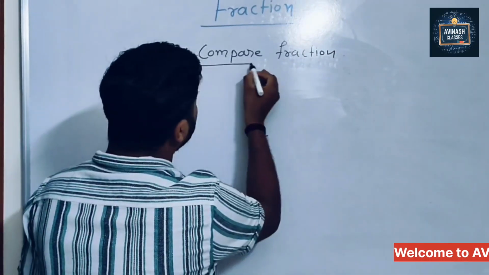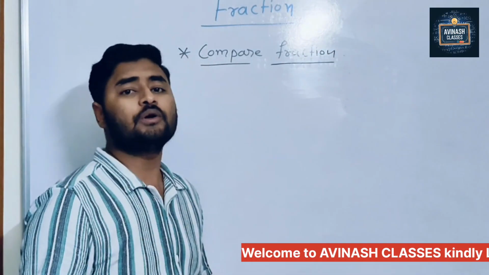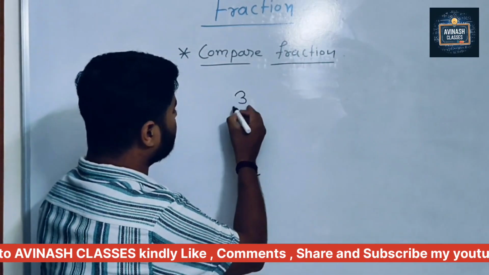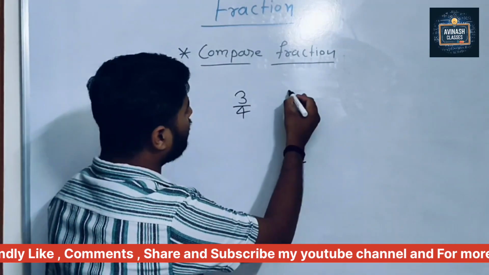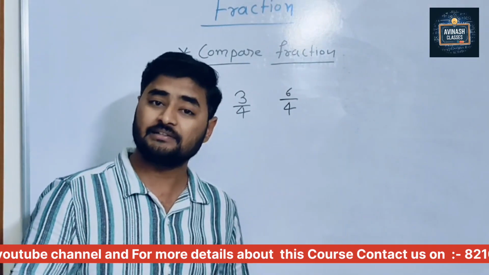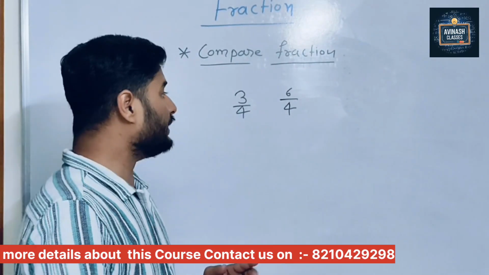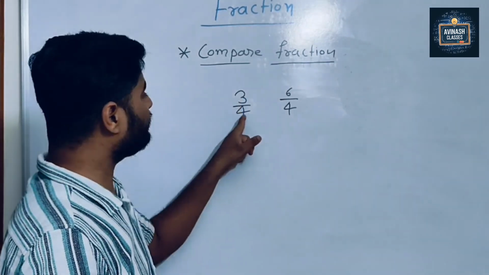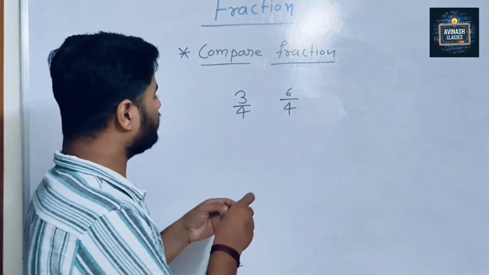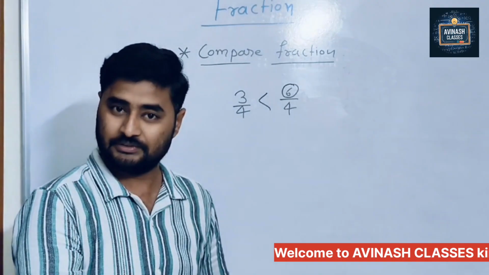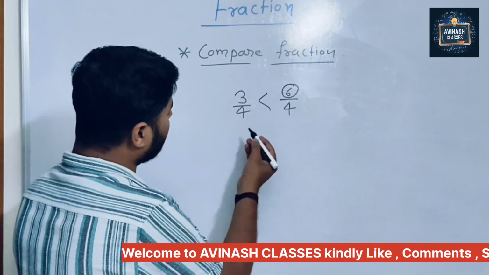Already all of you know what is like fraction and unlike fraction. Suppose here I am writing one example, 3 by 4 or 6 by 4. This is an example of like fraction. When you get the like fraction, it's very easy. Just check 3 by 4, 6 by 4. This is like fraction, so the greater number is this one. Very easy, na?